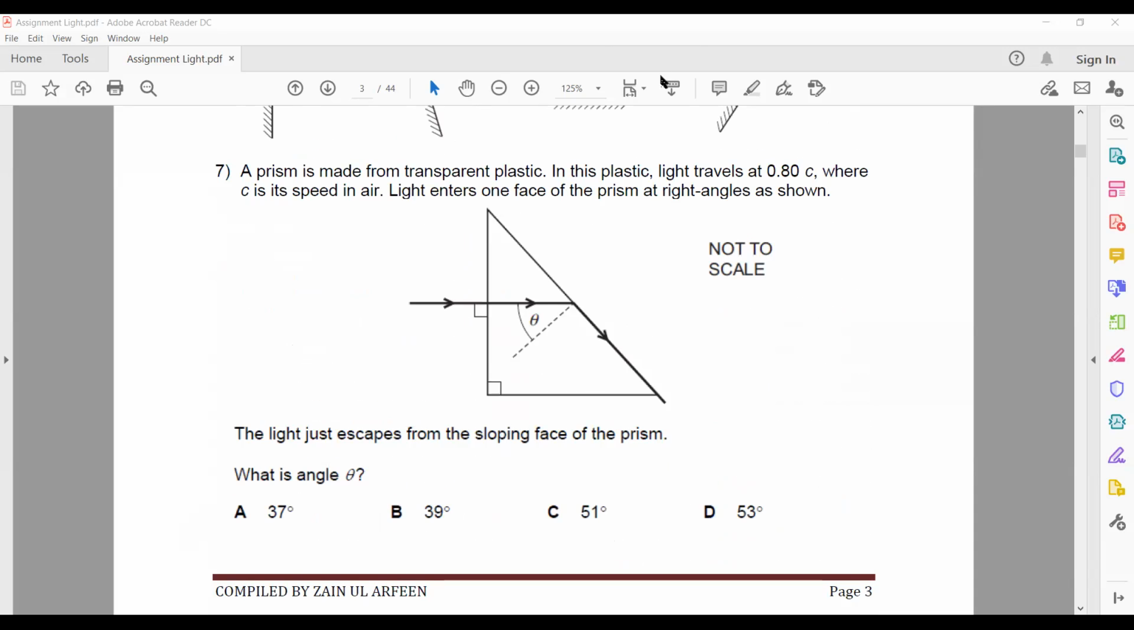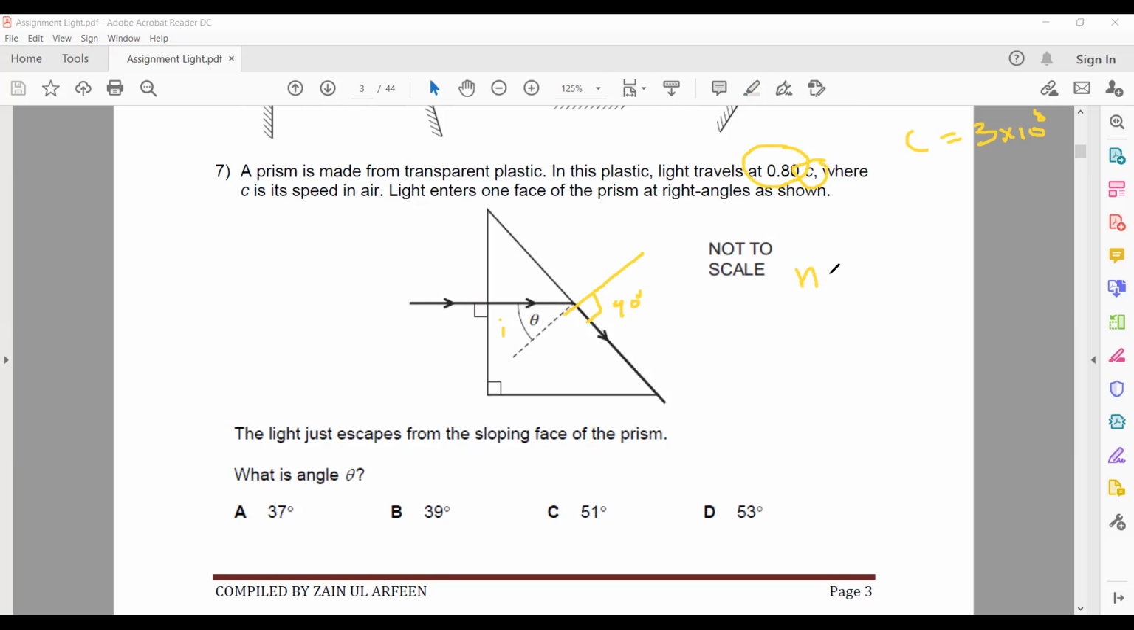The prism is made from a transparent plastic. The light travels at 0.8 c. What is the meaning of 0.8 c? c is the speed of light. The small c is the speed of light, which is 3 exponent 8. What is theta? You need this angle. What is the angle of refraction here? Angle of refraction is 90 because when I draw the normal, the angle of refraction is 90.